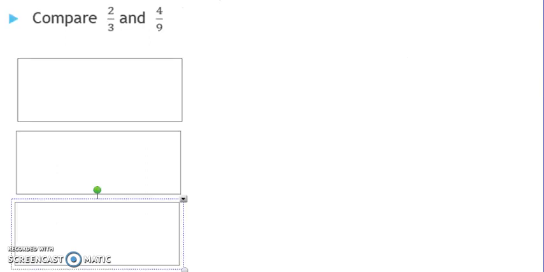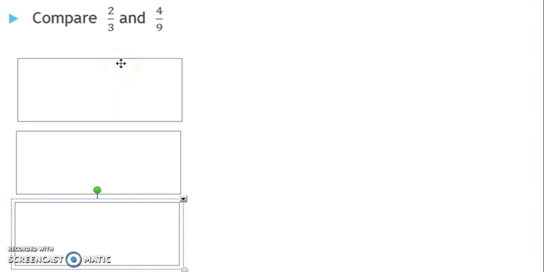Another example, we're going to compare 2/3 and 4/9. So first we check to see if we can use the shortcut. And in this case we can, because 3 does divide evenly into 9. So we know that in this case our least common denominator is going to be 9.